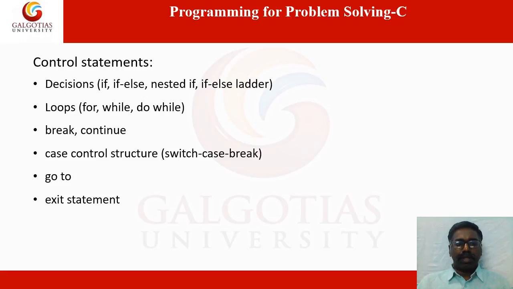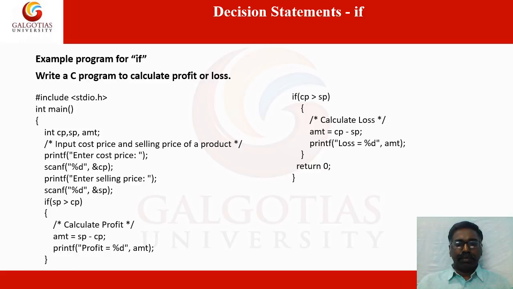The various control statements are listed below. Those are decision statements, loops, break and continue, case control structure, return statement, go to statement, and exit statement. First, we start with the if statement, which comes first among the control statements in C, that is, decision statements.